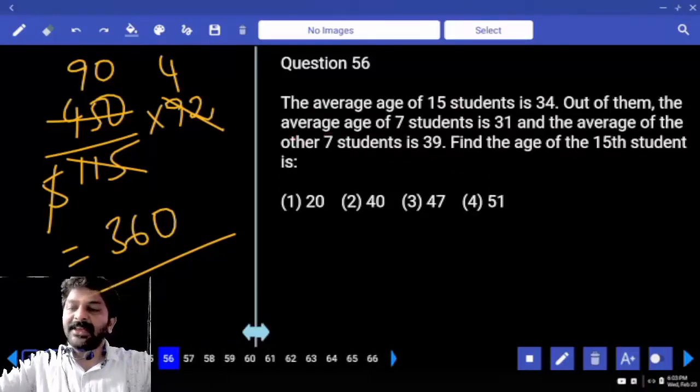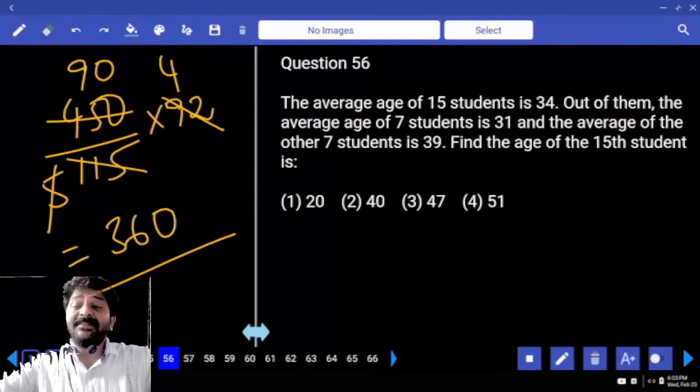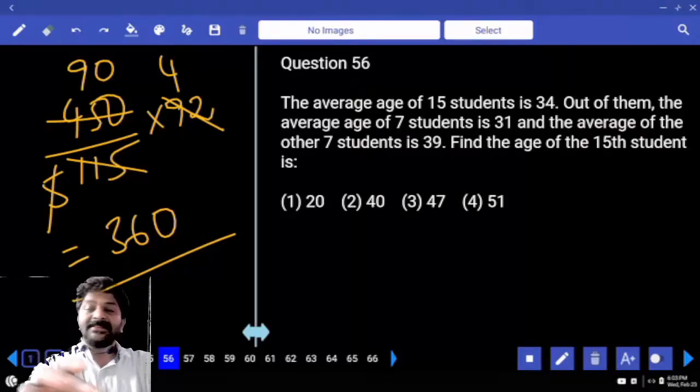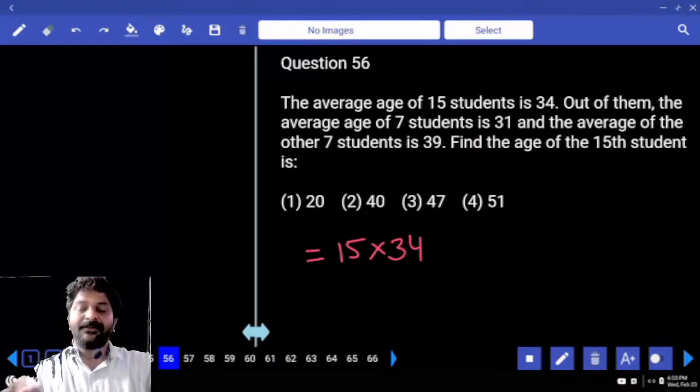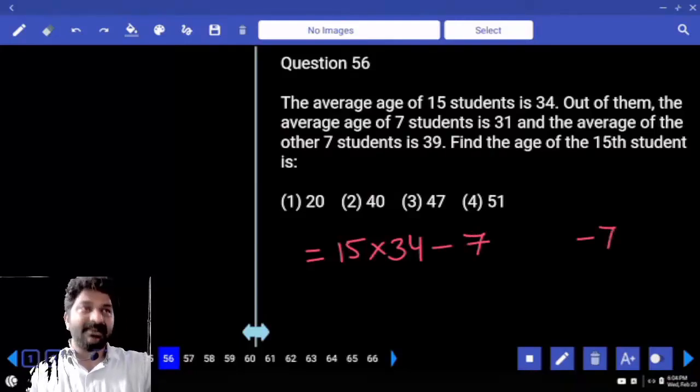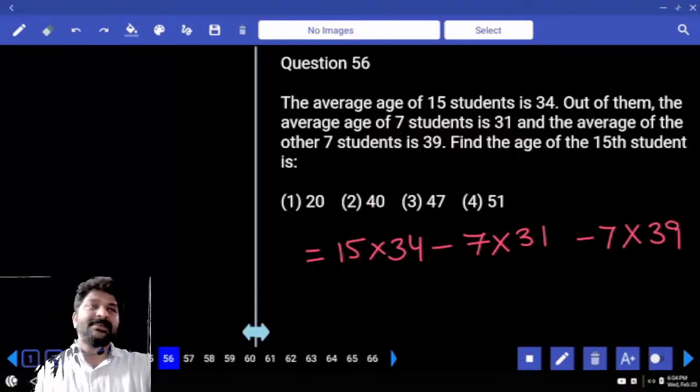56. The average age of 15 students is 34. Out of them, average of 7 students is 31. Average of other 7 students is 39. Find the age of the 15th student. Total age of all 15 students is 15 into 34. From that we have to subtract ages of 7 members. First 7 members average is 31, sum is 7 into 31. Next 7 members average is 39, sum is 7 into 39. When you calculate this, you will get your answer.